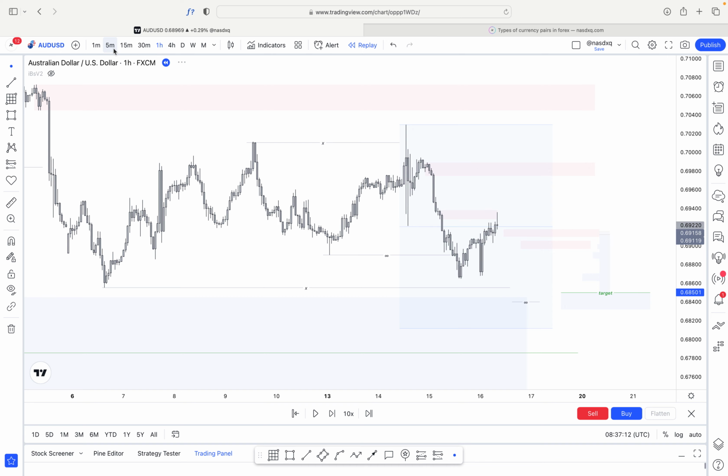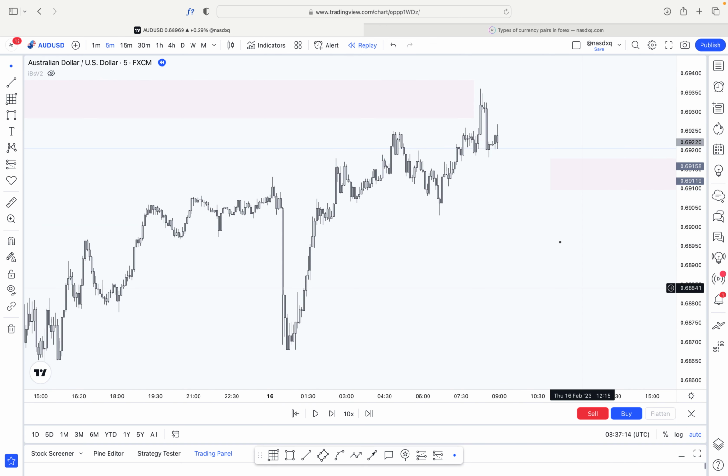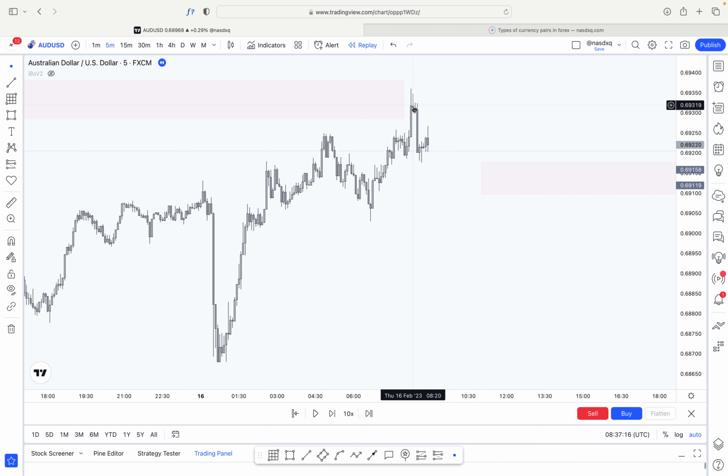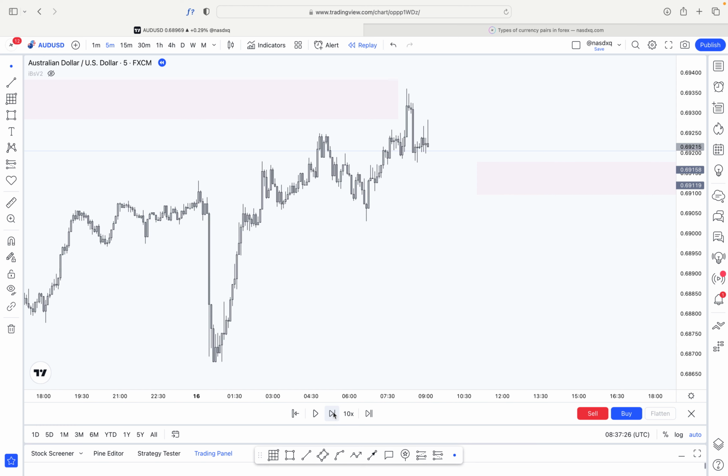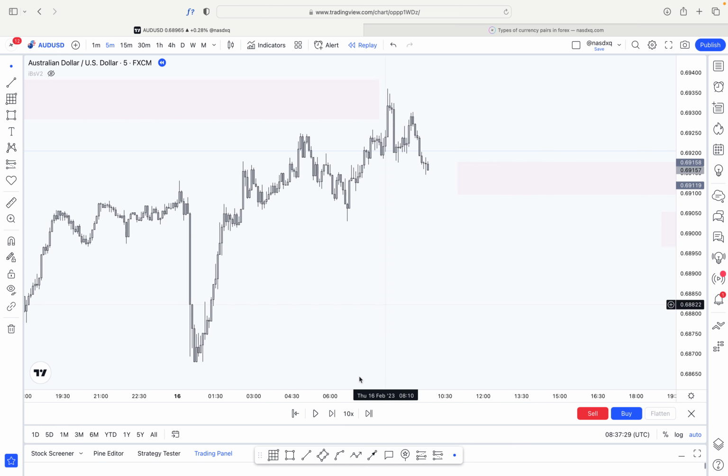I went down to the 5 minute, and once we came into that area of supply, we had a very nice mitigation of that zone, and all I was waiting for was a bearish break of structure to look to go short, and we did get that right there. So here was the break of structure right there, and again all I was looking for was an area to go short from.